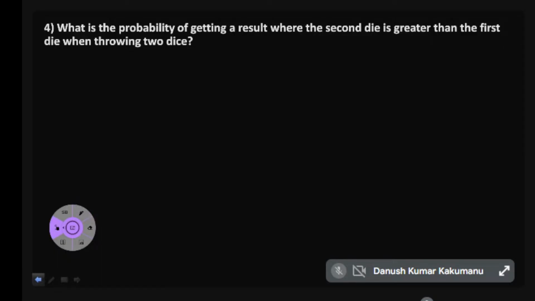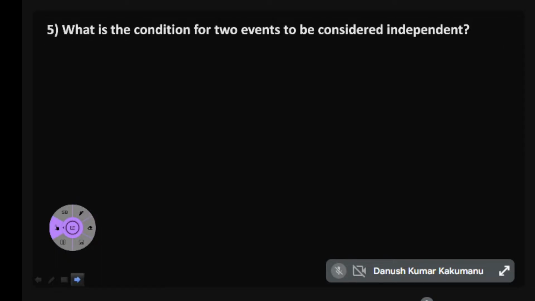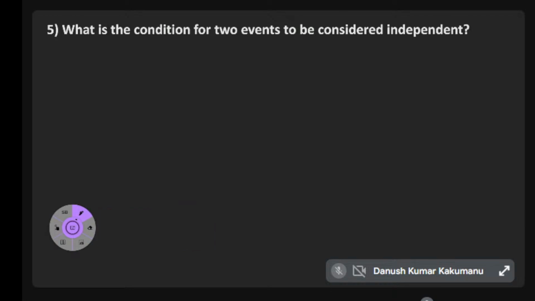The next one. What is the condition for two events to be considered independent? P of A intersection B is equal to P of A into P of B. Okay, very good. The next.